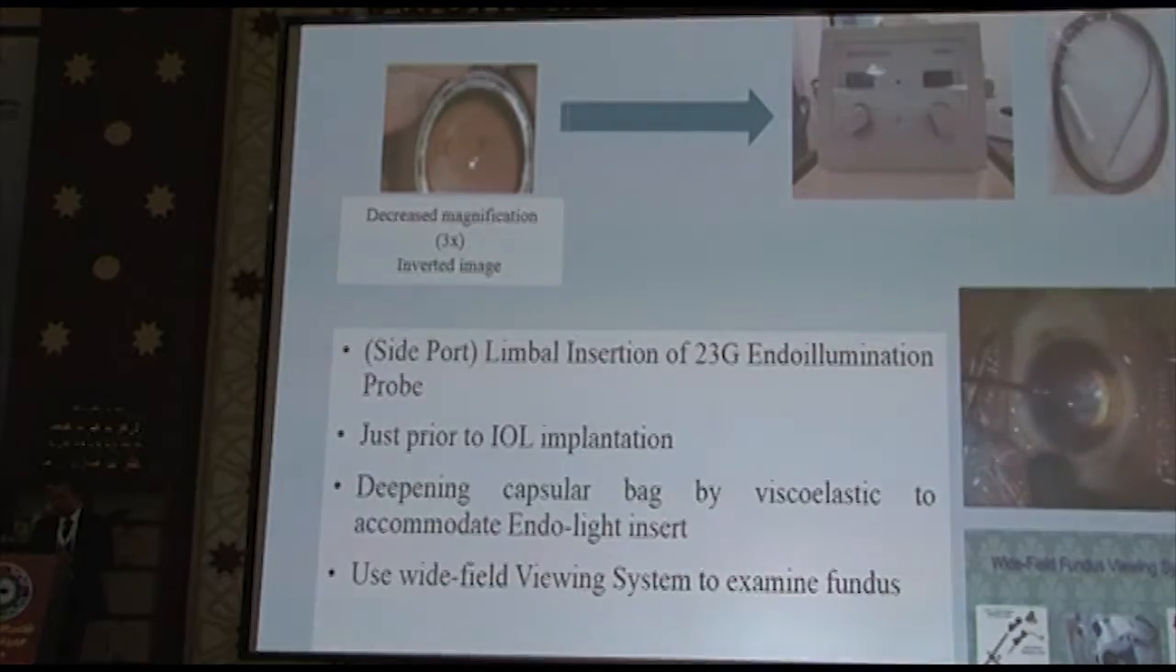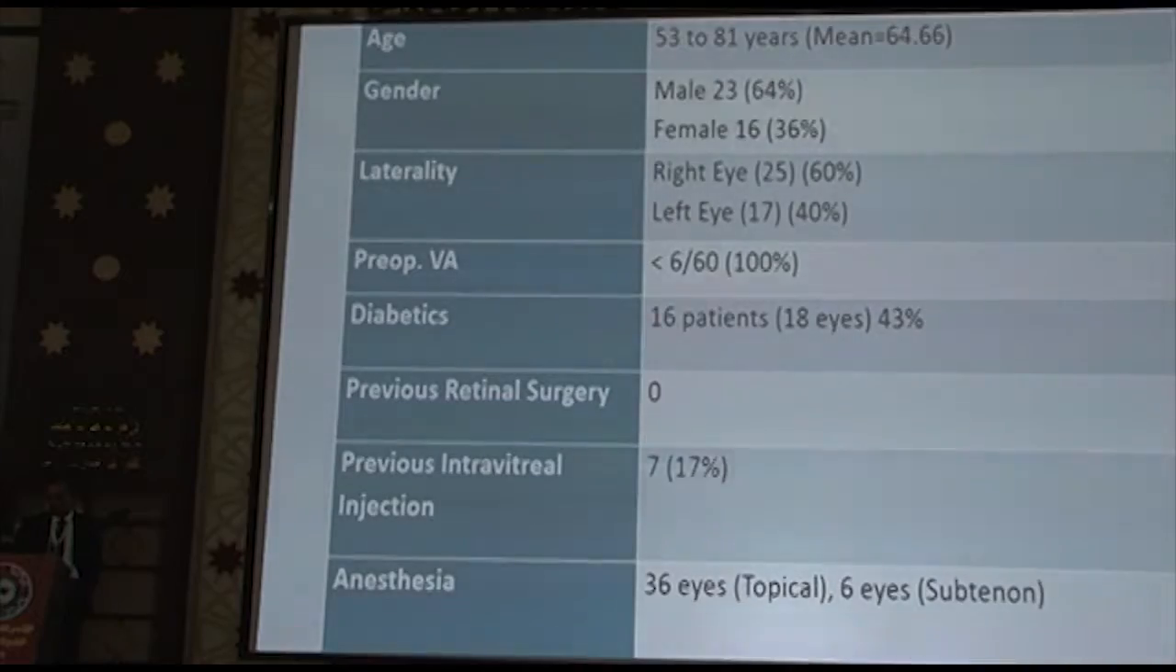vitreoretinal viewing system, I have used one of three: the ReSight for the Zeiss microscope, the EIBOS for the Möller microscope, and the other one, a portable one, which can be fixed to any kind of microscope. These are the parameters and demographic factors of the patients. All were done under topical anesthesia except 6 patients under sub-Tenon. 7 patients had a previous history of injections, and 16 patients had diabetes.